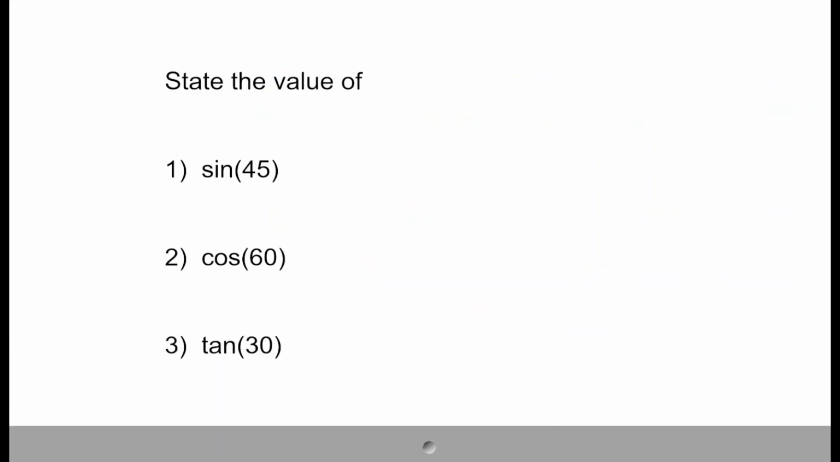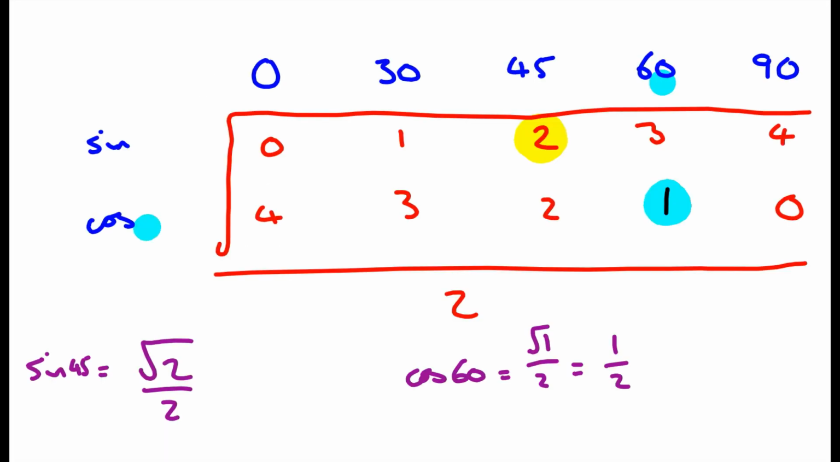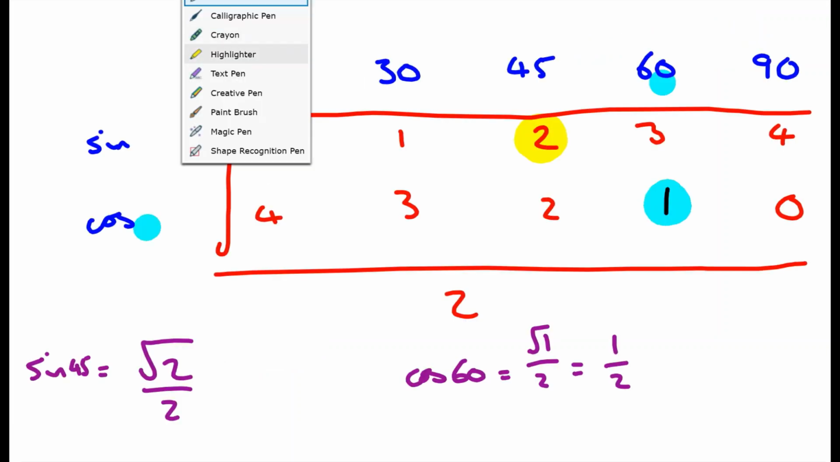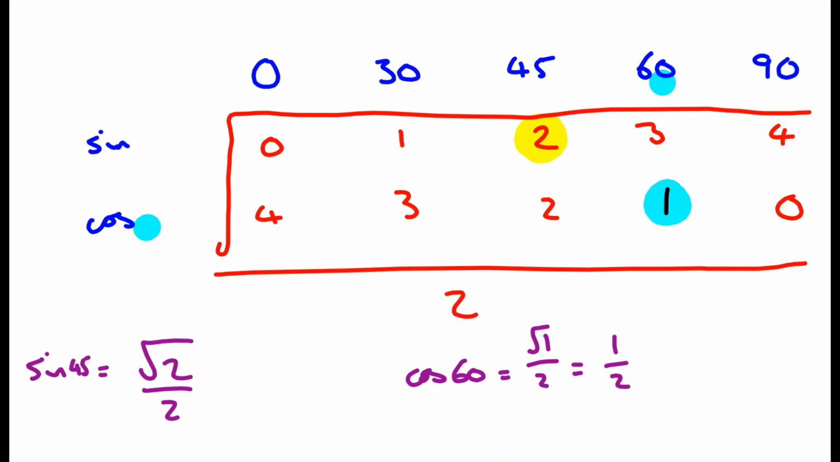Now, we also need to be able to do tan as well, find exact values for tan. Now, what we're going to do, so if we want tan 30, we've got to remind ourselves that tan x is sine x over cos x. So we can use the table for sine and cos and divide them. So let's do sine first. So sine 30 is square root of 1 over 2.